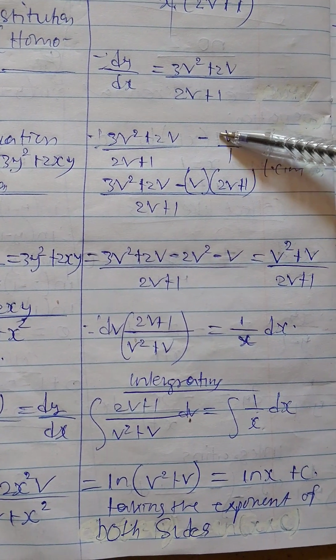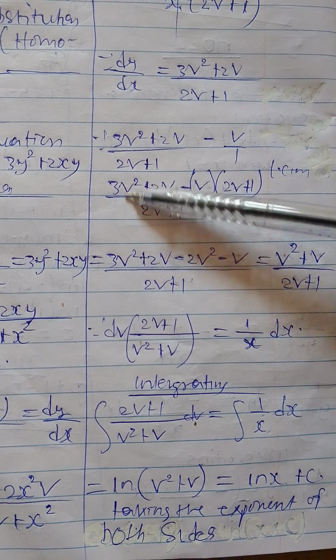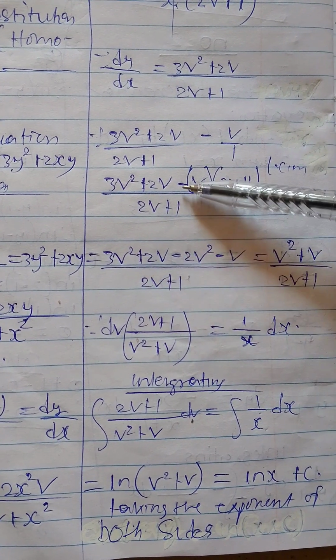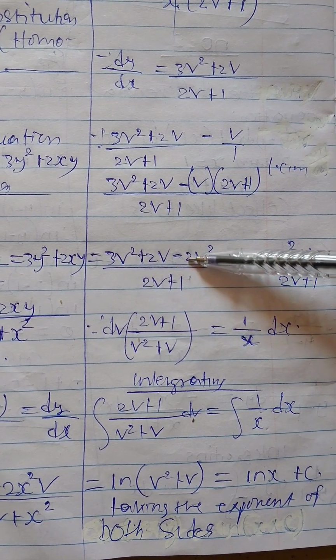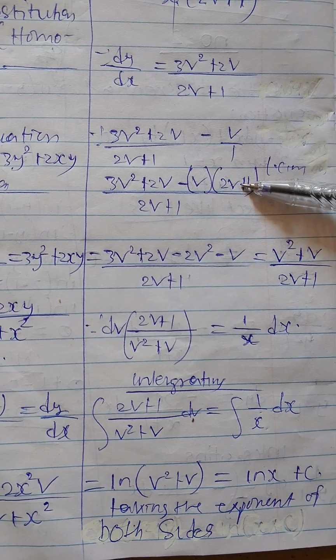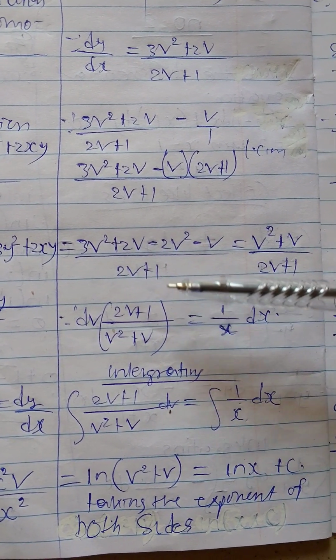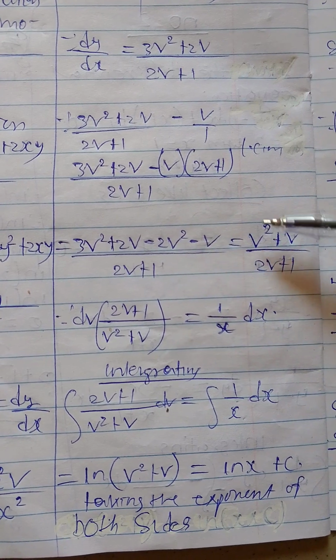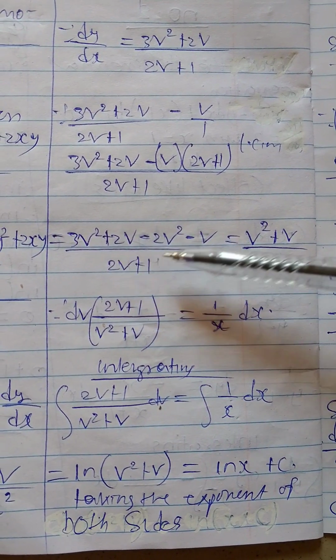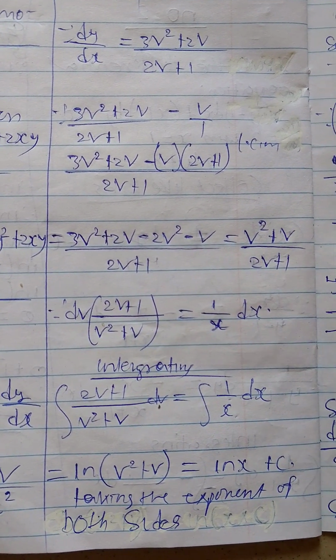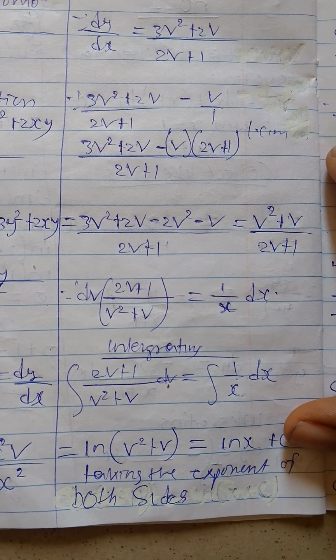So multiply by v. That becomes 3v squared + 2v. Now minus v times 2v will give you minus 2v squared. Minus v times plus 1 will give you minus v, all over 2v + 1. So if I solve this, that becomes 3v squared minus 2v squared will give what? v squared. I know that 2v minus v will give what? Plus v, all over 2v + 1. Okay.